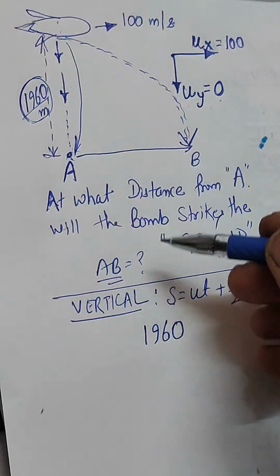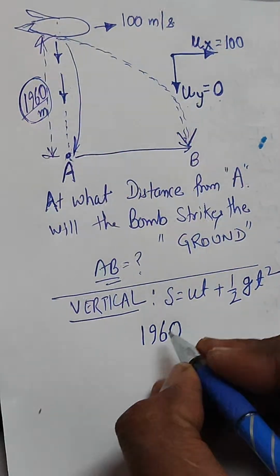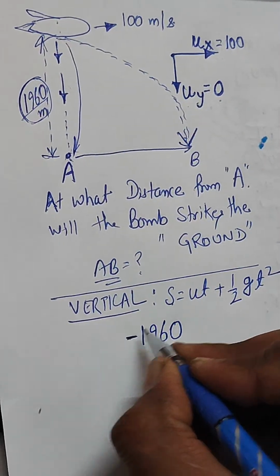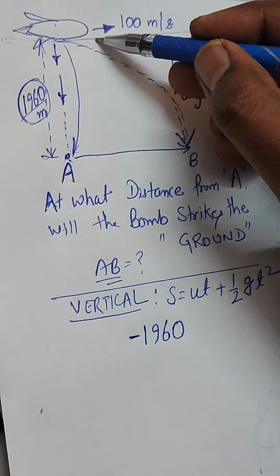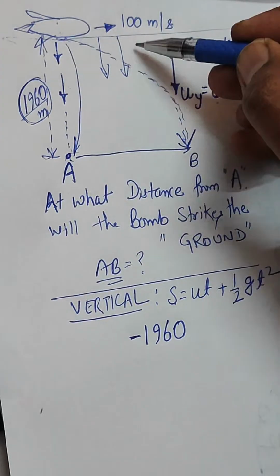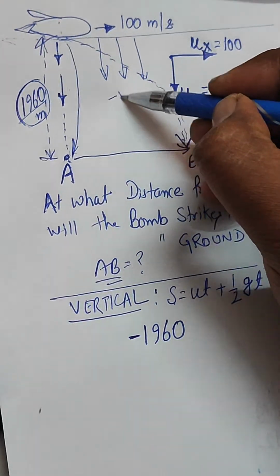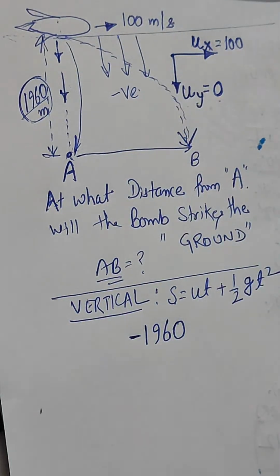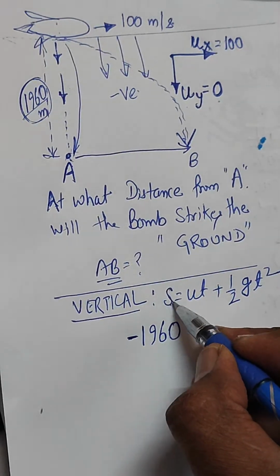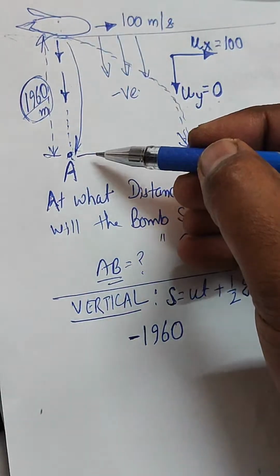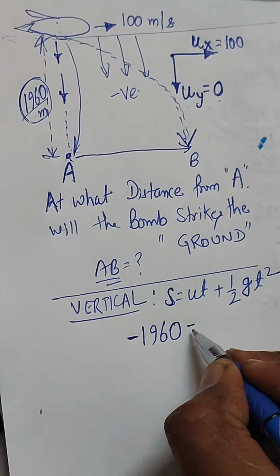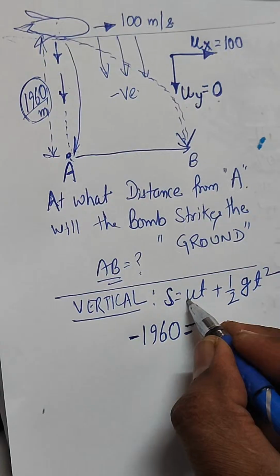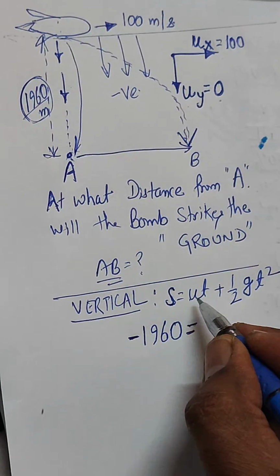So being a downward direction, we can just put a sign of minus over here, because if you consider this as a reference, all direction towards this, below this, is negative, right? So from here we can say the displacement which is happening after dropping the bomb, the displacement of bomb is minus 1960 meter, is equal to the initial velocity in the vertical direction.